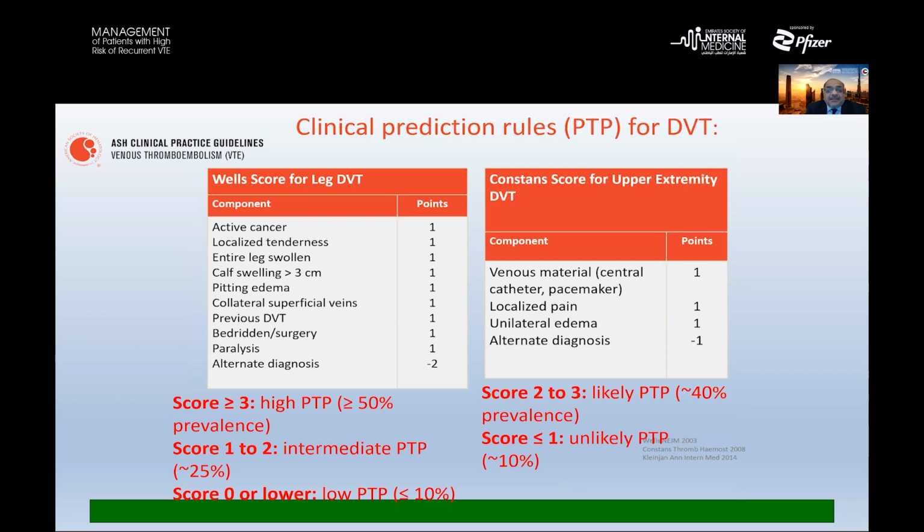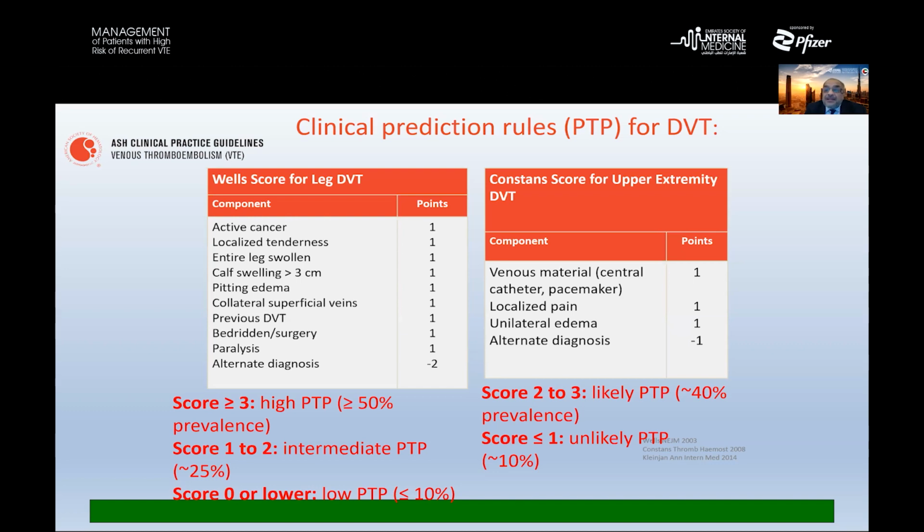In the Wells score, if the score is more than 3, it's a high probability, and high probability means more than 50% prevalence. A score of 1 to 2 is intermediate probability. If you look at the list of scores, almost every admitted patient will score 1 or 2. So it's very rare in hospital medicine to find a score of less than 0, but working in private or outpatient clinics, you may find a low probability as well.